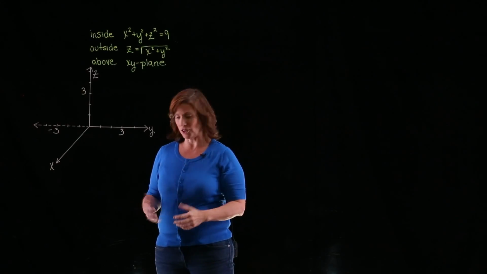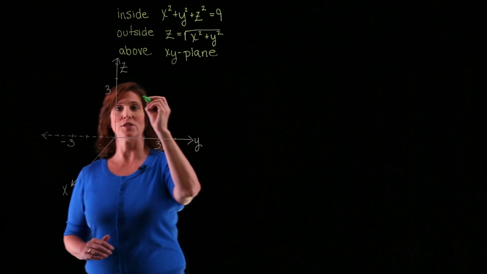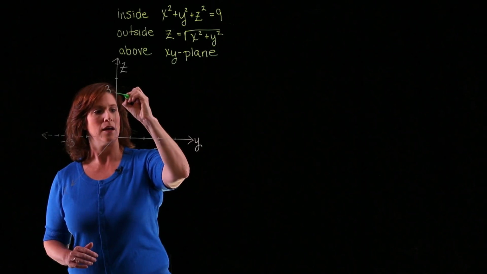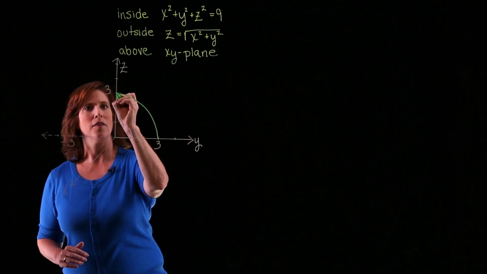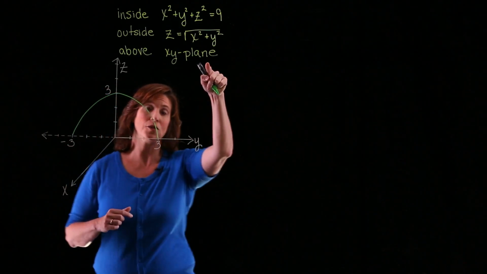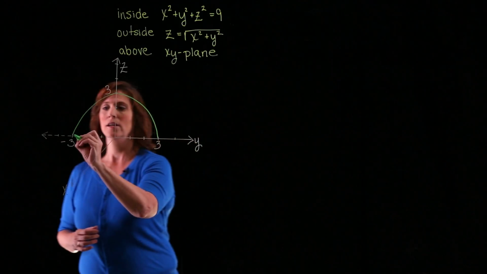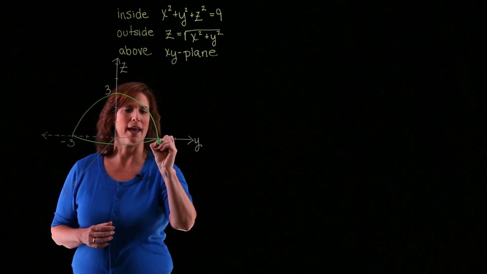So first of all, let's get a sketch to see what I'm looking at. I have a sphere of radius 3. I'm just going to draw the top half of that sphere because I also know that my solid has to be completely above the xy plane. So it's really a hemisphere that I'm looking at initially.